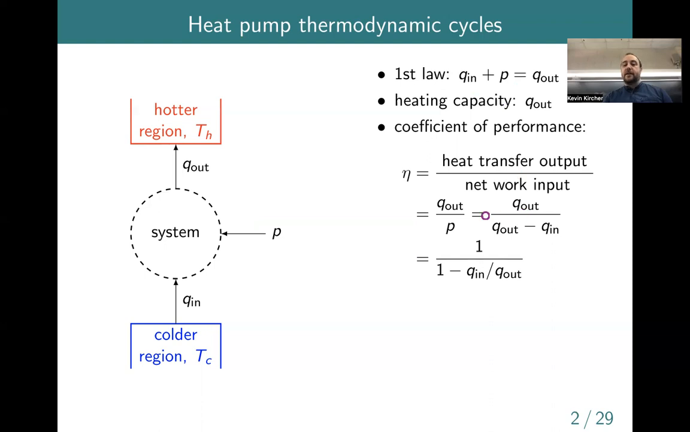So if you take the first law, you plug it into the COP definition, you do a little bit of algebra, you get an expression for the COP: 1/(1 minus the ratio of the input heat transfer divided by the output heat transfer).